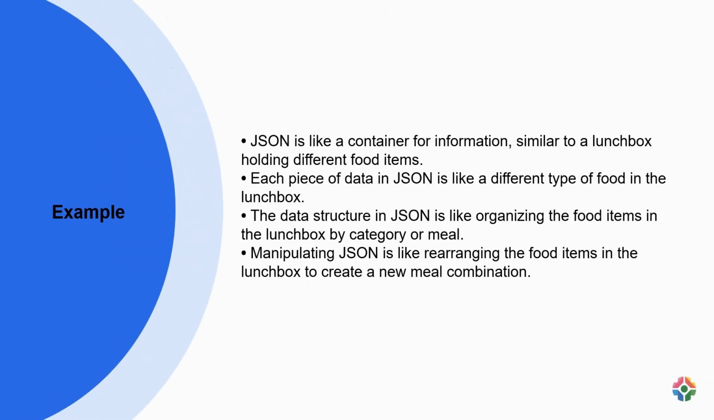JSON is like a container for information, similar to a lunchbox holding different food items. Each piece of data in JSON is like a different type of food in the lunchbox. The data structure in JSON is like organizing the food items in the lunchbox by category or meal. Manipulating JSON is like rearranging the food items in the lunchbox to create a new meal combination.